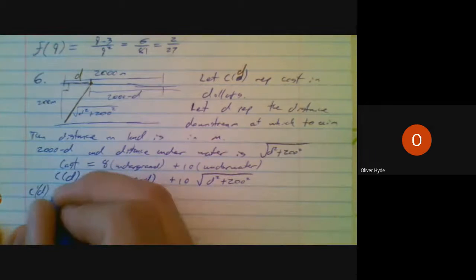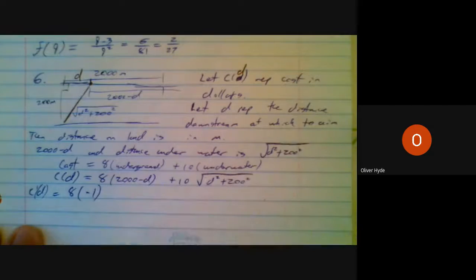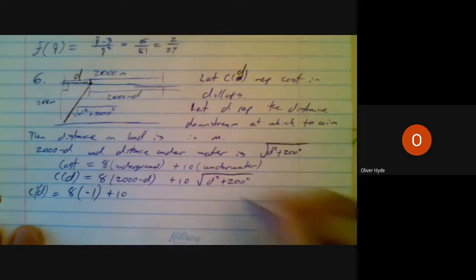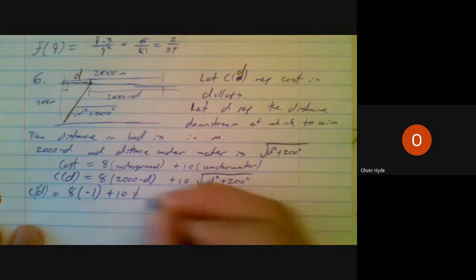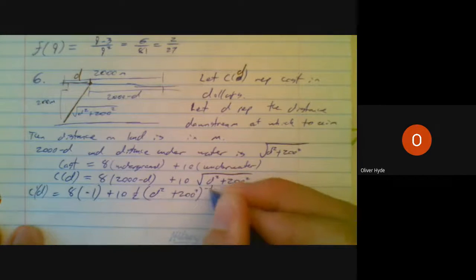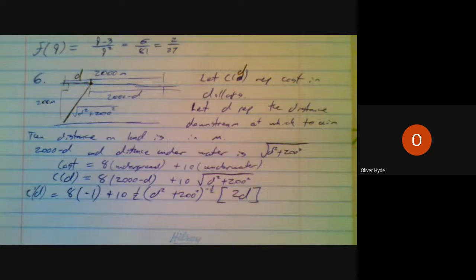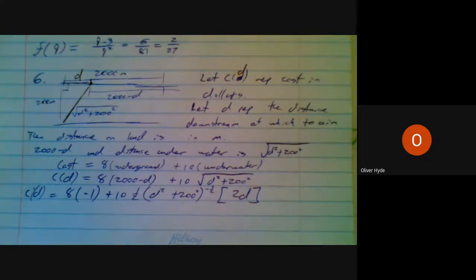So c prime of d is going to be constant multiple of 8, derivative of 2000 is 0, derivative of negative d is negative 1, plus 10 times the derivative of the outside here, 1/2 of d squared plus 200 squared to the exponent negative 1/2 multiplied by the derivative of the inside, 2d. Derivative of 200 squared: you could do 2 times 200 times the derivative of 200 with respect to d, but the derivative of 200 with respect to d is 0, and I think that demonstrates a misunderstanding of the constant rule.